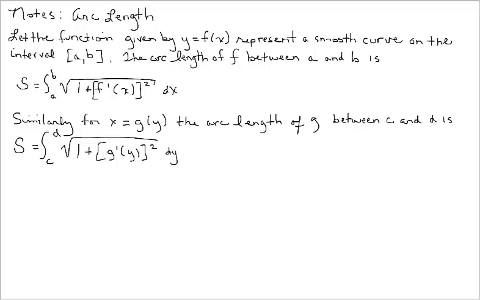So just notice the structure here. We have a square root, and then under the square root, the radicand is 1 plus the derivative of the function that we want the length of the piece of, squared. So we're going to look at a couple of examples.